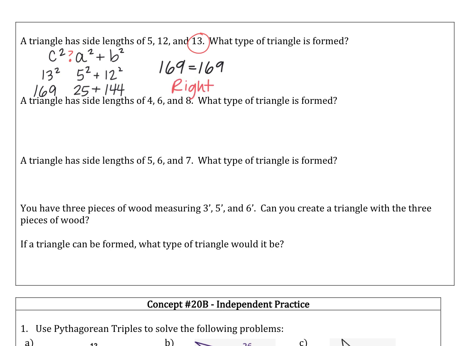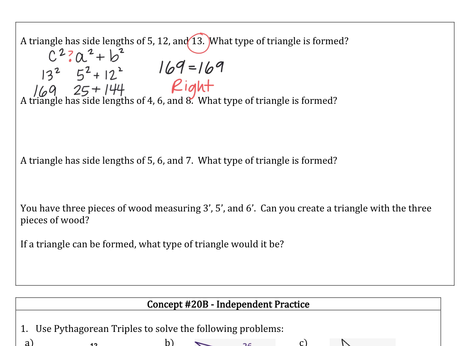So we're squaring the sides. That was to check and see what kind of triangle. If it is a triangle, just add it up. If we're squaring it, we're seeing what kind of triangle it is. Yes, this would make a triangle. 5 plus 12 is 17, which is greater than 13. And now you're checking to see what kind of triangle it is.